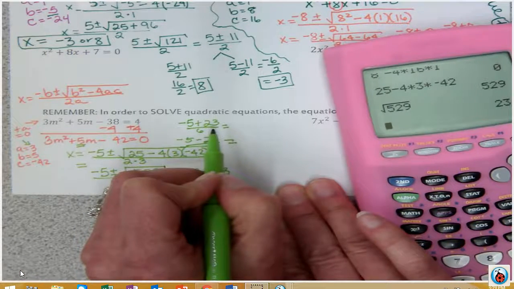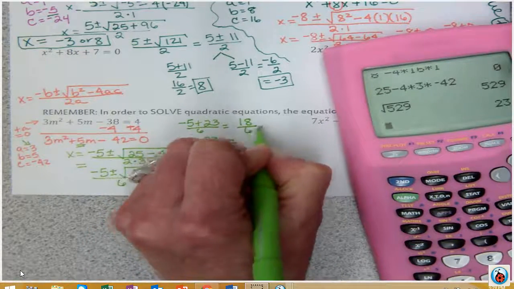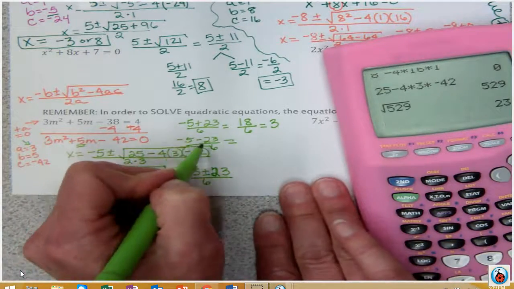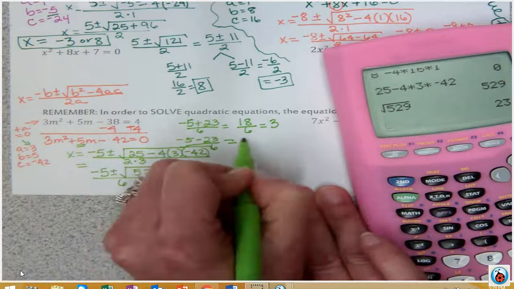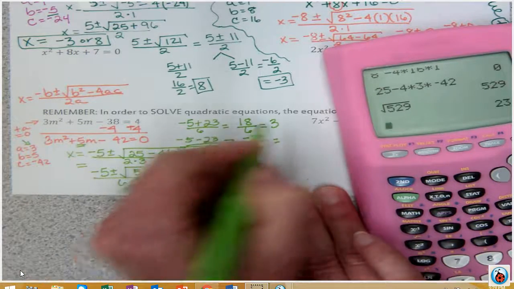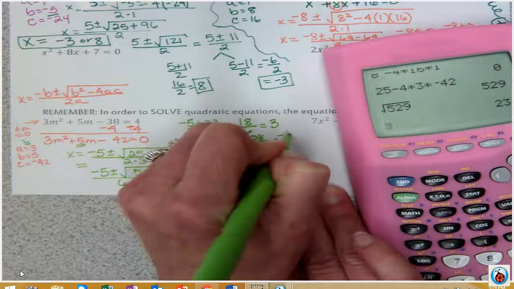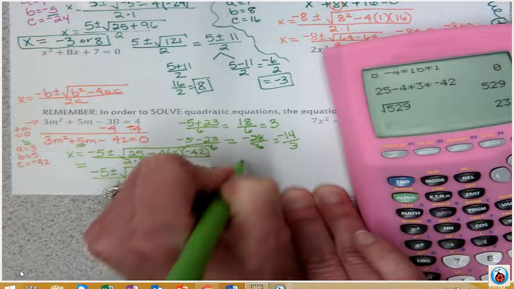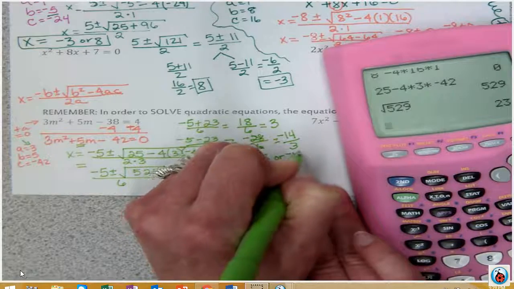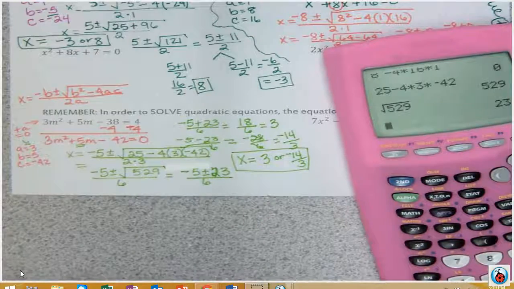Negative 5 plus 23 is going to give me 18 divided by 6, which is 3. Negative 5 minus 23 divided by 6 is negative 28 divided by 6. And I can reduce that by 2 and end up with negative 14 divided by 3. So x is going to equal either 3 or negative 14 over 3. That's how you do that.